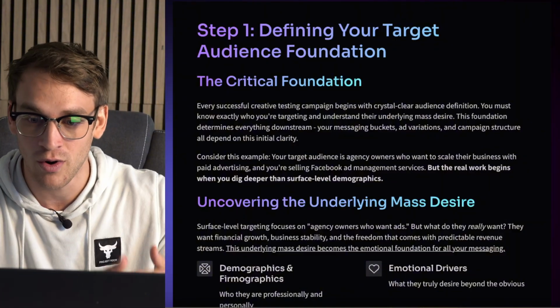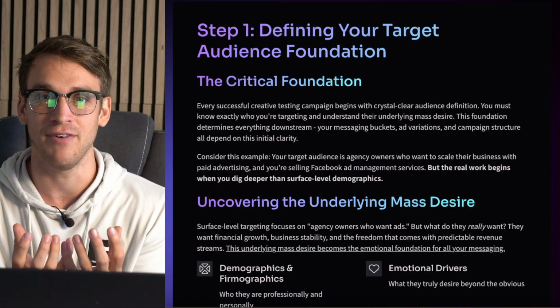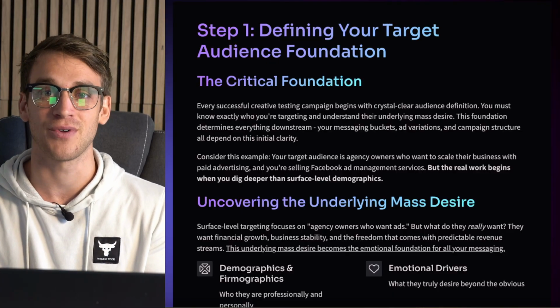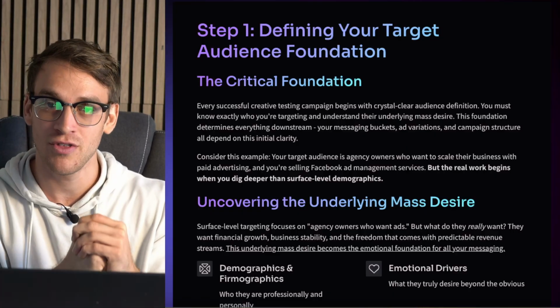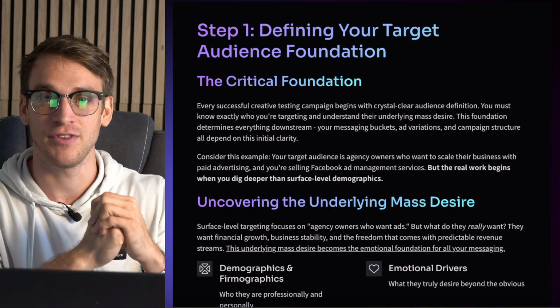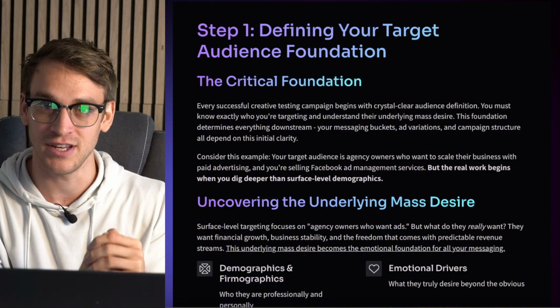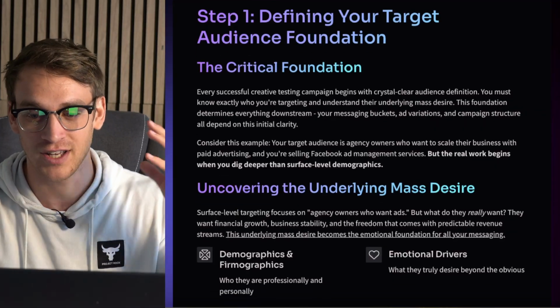So the real work begins when you dig deeper than the surface level demographic, right? We don't just want to sling ads out there that say, are you looking to scale your business with ads? No, we want to go below the surface and try to come up with different pain points and contextual real-time situations these people are dealing with, and also paint some dream states for them. That's what we're trying to do. So it's going to make sense here in a sec.